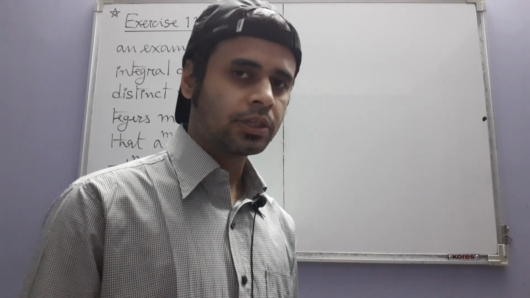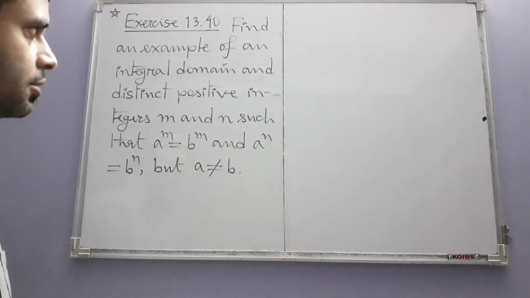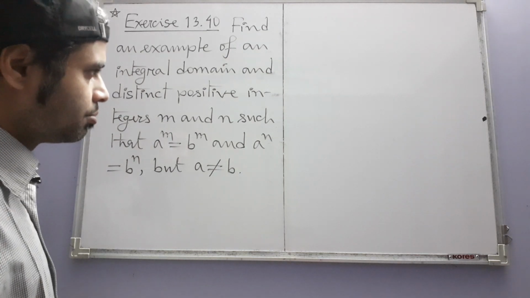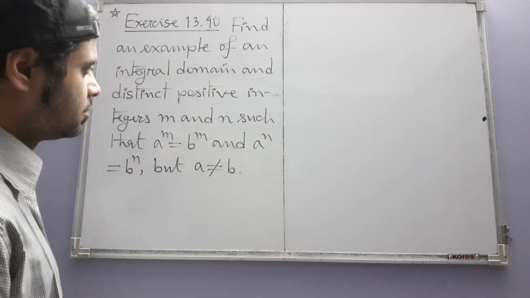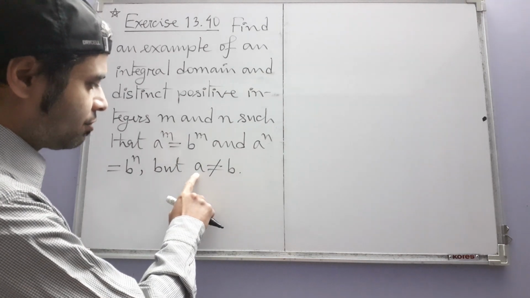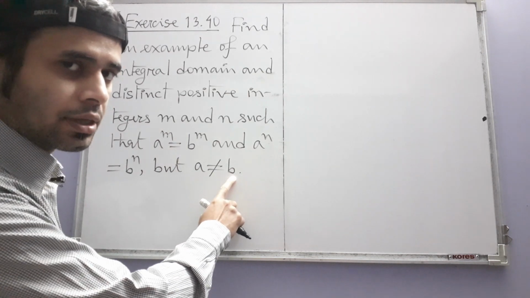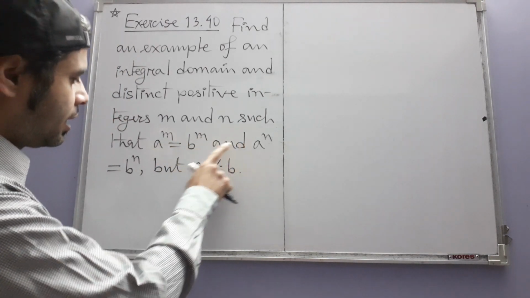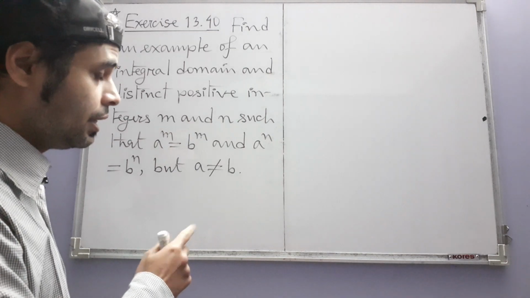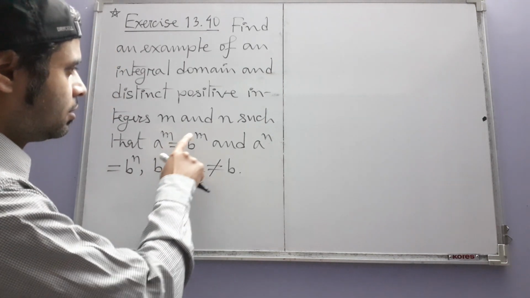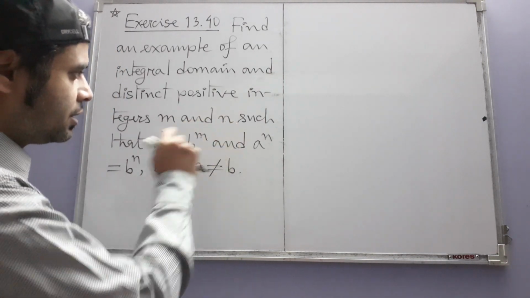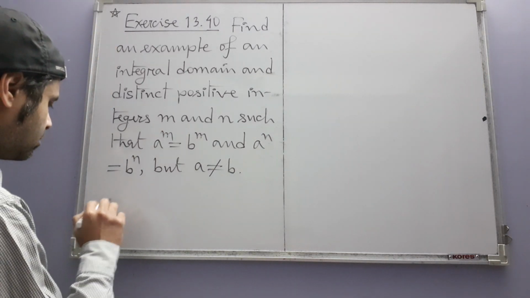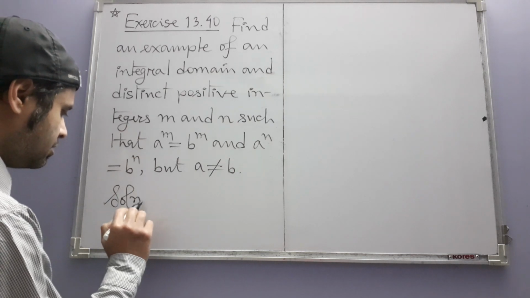Okay, so let us continue our ring problems. In this one, we have to find an integral domain in which we will have to find two distinct elements a and b such that their mth powers and nth powers are equal, though a and b are not equal, for distinct positive integers m and n. And the solution is very easy.